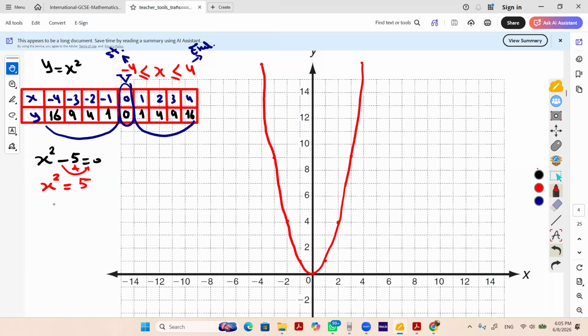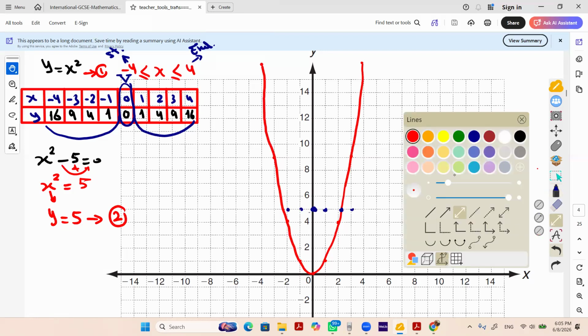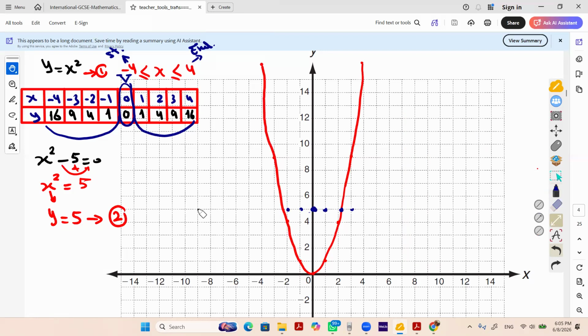Okay? X squared, he gave you that it's y. So y equals 5. How can we draw the line which represents y equals 5? We just have to draw a straight line from the 5, at y equals 5 here. This is the line which represents y equals 5. Okay?